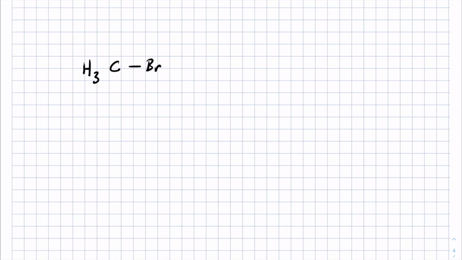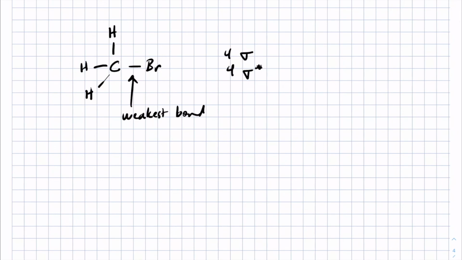So if I were to pick the LUMO of this molecule, that carbon is surrounded by 4 things, so I've accounted for all of the atomic orbitals on carbon. There are 4 sigma bonds and there are 4 sigma stars. I have to choose one of the sigma stars to be the LUMO, and I'm going to choose the one associated with the weakest bond. Weakest bond, lowest energy sigma star. So the carbon-bromine sigma star is going to be our LUMO.